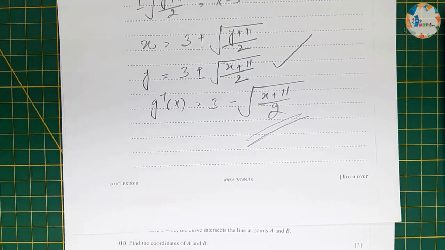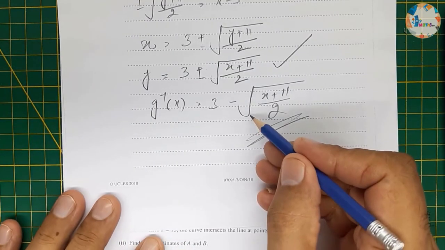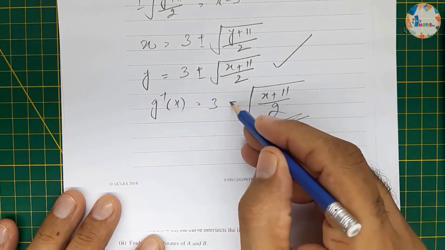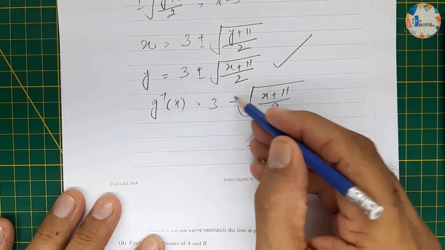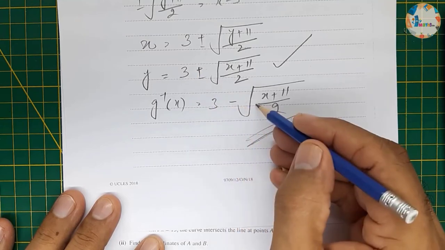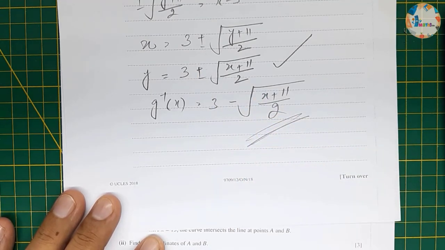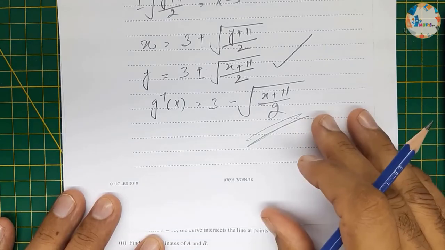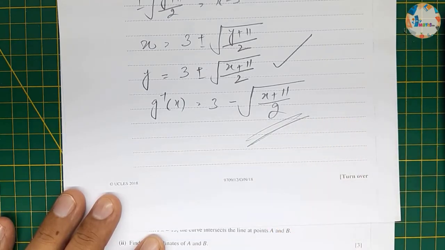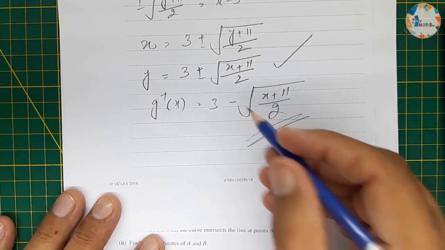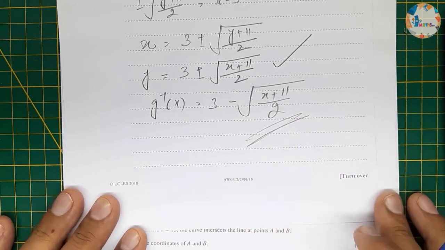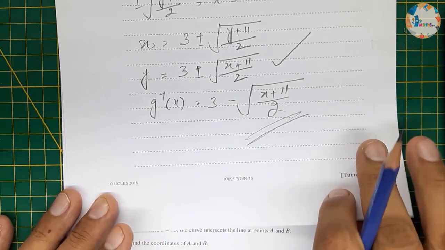The only thing which I want to add over here is why we are taking only the negative value. If we take the plus value, this will be more than 3. And in the previous part 3, we have reached that this range is less than or equal to 3. So we cannot take the positive value. Hopefully you understood this section also.